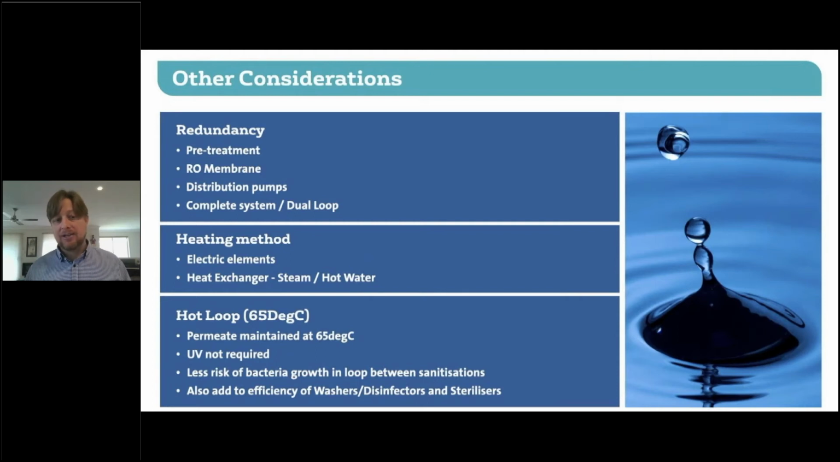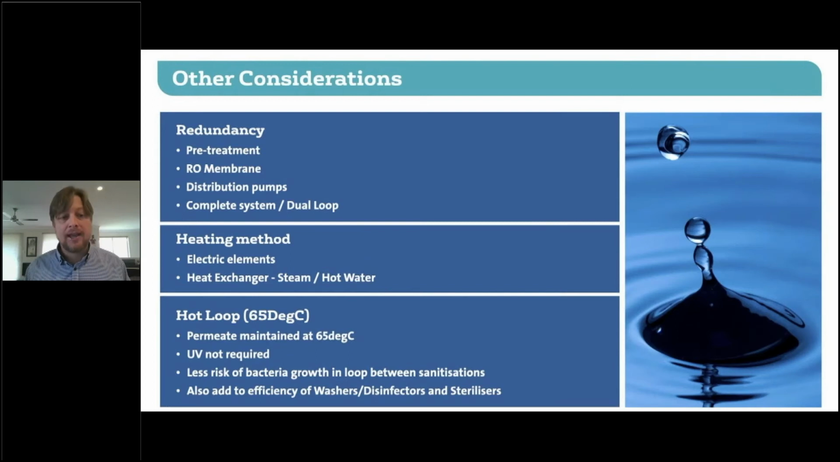And the benefit of that is you've got a lot less risk of bacteria growth in the loop between sanitizations, because any introduced bacteria is basically instantly broken down by the heat, or blocked by the heat. So it means your UV is not required. You still have to have your endotoxin filters in the loop, but you don't need the UV because the heat's doing the job of the UV.